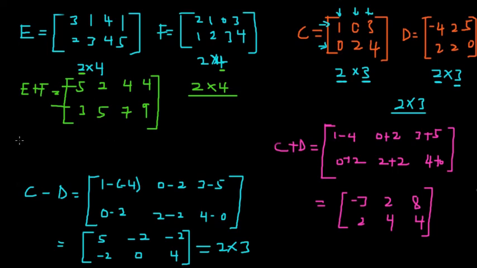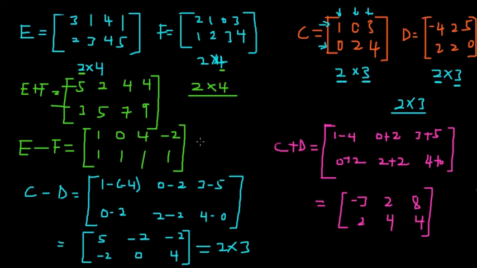Right, so let's do the subtraction. So we have E minus F, so matrix E minus matrix F, or it could be vice versa. So let's see. We have 3 minus 2, that's 1. We have 1 minus 1, that's 0. We have 4 minus 0, that's 4. We have 1 minus 3, that's negative 2. So we have 2 minus 1, that's 1. We have 3 minus 2, that's 1. We have 4 minus 3, that's 1. And then we have 5 minus 4, that's also 1.